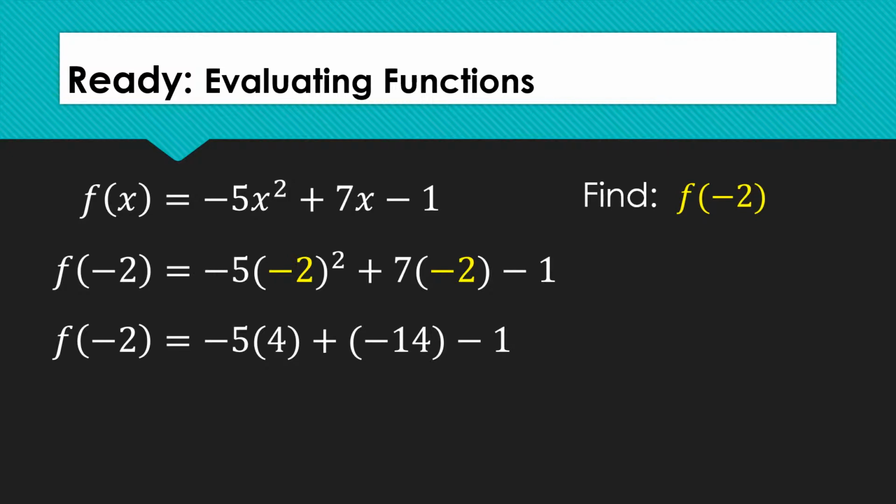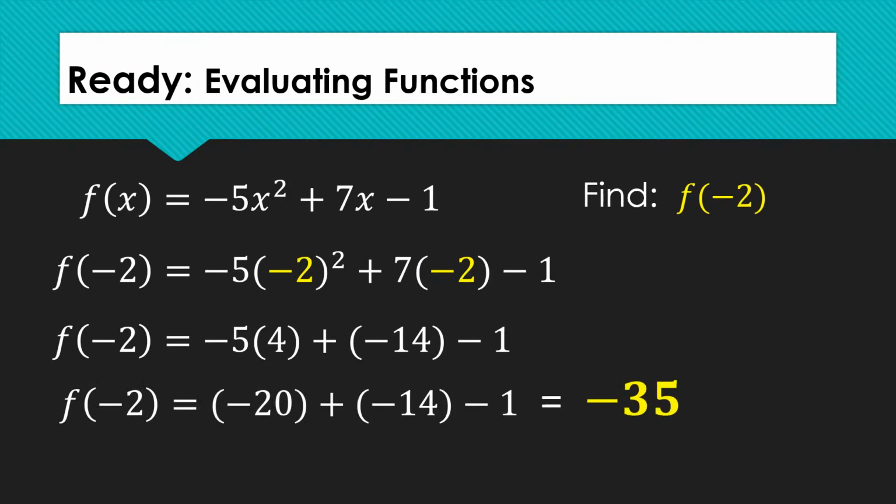So first we are squaring that negative 2. Remember, if you're using a calculator, that you must put the negative 2 inside the parentheses before squaring it. And you can see that we get the 4 for negative 2 squared. And in the second term, we multiplied 7 times negative 2 and got the negative 14. We continue simplifying. The first term becomes negative 20 plus negative 14 minus 1, which equals negative 35. So when x is negative 2, f of x, or f of negative 2, is negative 35.